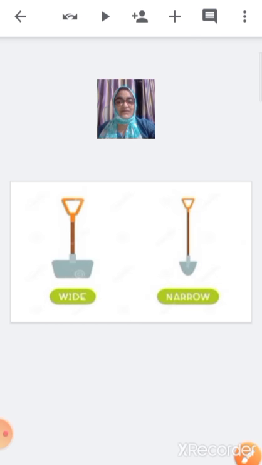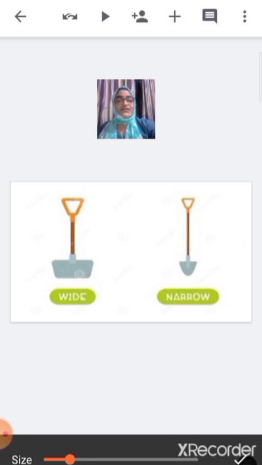Now the next one. Now here you can see which is wide. This one is wide. It is broader in size. Correct? And this is narrow. It is limited in size. Correct? Yes.